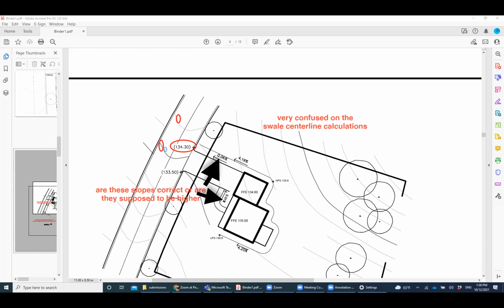Okay, this is probably 130.30. And this one could be, yeah, it's actually 130.05. So yeah, that looks more reasonable. And then with that, you would have a drastically different driveway slope, which is going to be more reasonable.